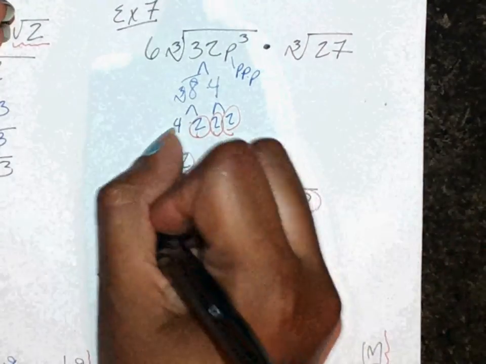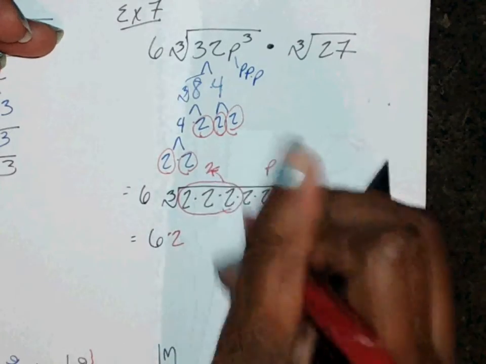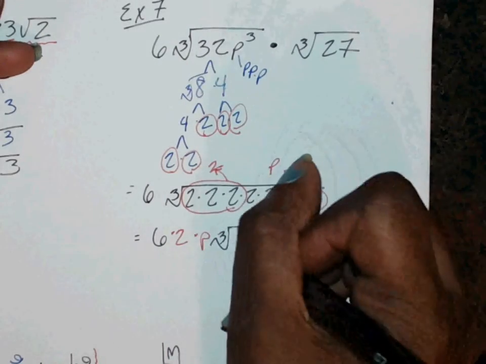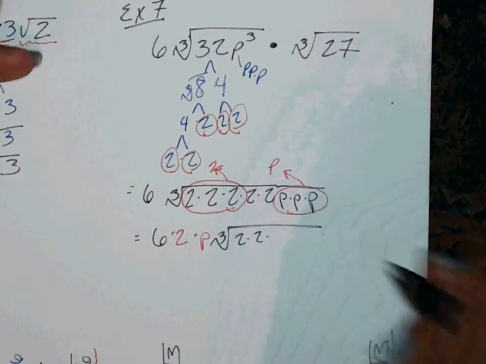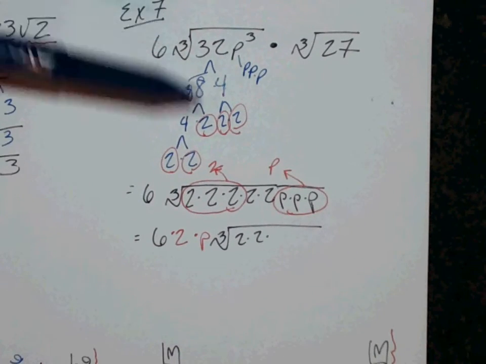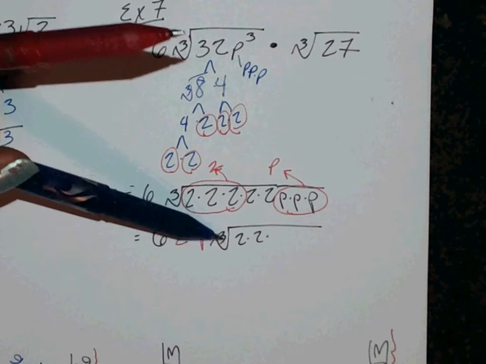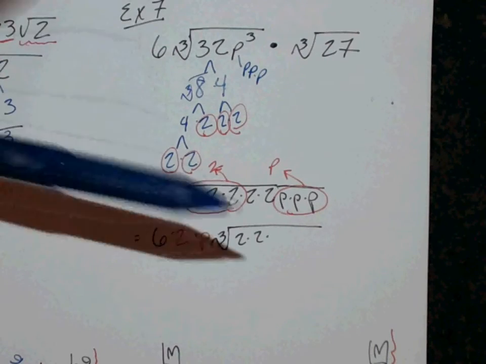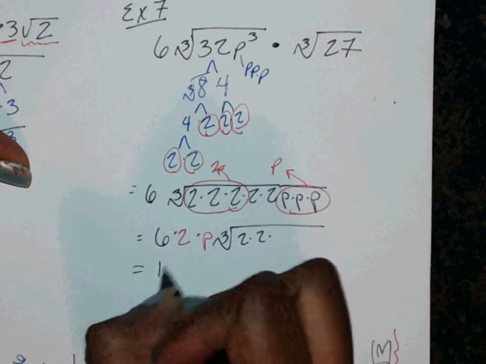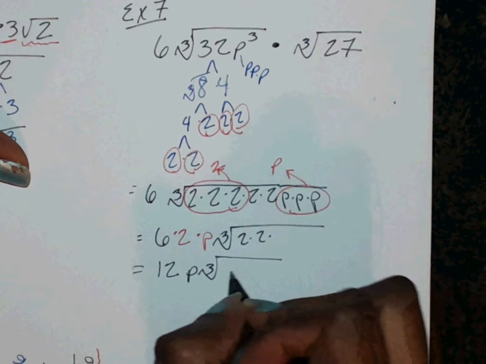So, I have 6. I have that times that 2 that just came out of the house, times that P that just came out of the house, and then the cube root of what was left, which was 2 times 2, and then there wasn't anything else. Now listen, this 3 has nothing to do with this 6. Do not multiply them. Do not do anything to it. It's just telling you how many to circle. Keep writing it in the little hook right here. Please do not start combining this 3 and pulling it out. My answer is 12p cube root, I keep writing it in the house, of 4.